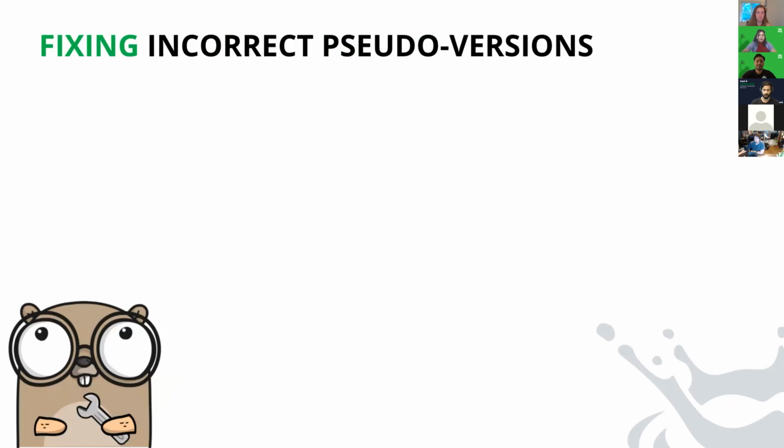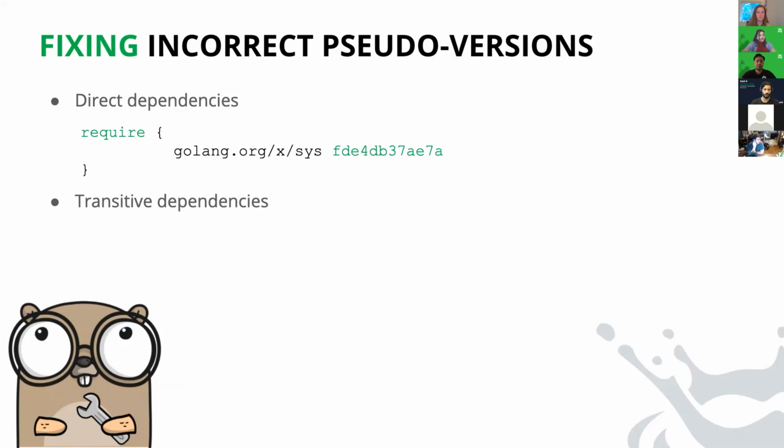So let's see how we can fix these pseudo versions so that you can seamlessly move to Go 1.13. You have to fix two things. You have to fix your direct dependencies, which are in the require directive, and you have to fix your transitive dependencies. For the direct dependencies in the require directive, instead of putting the whole pseudo version, which might be correct or not, and you might not know what the correct one is, just put the commit hash part and do go mod tidy or go get. The go command will automatically resolve it and replace it with the correct pseudo version in your mod file.